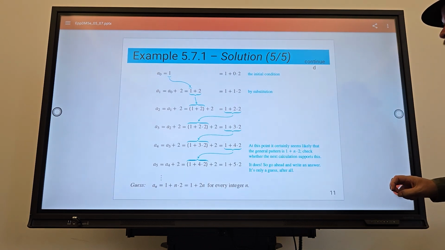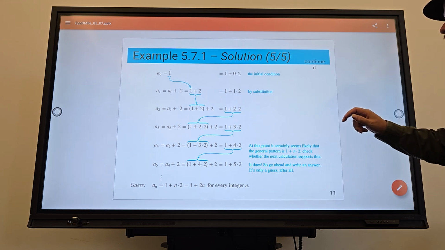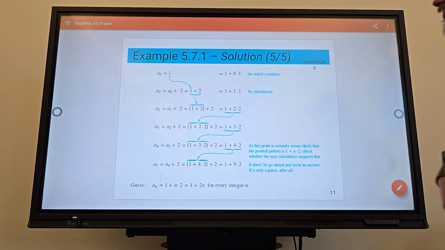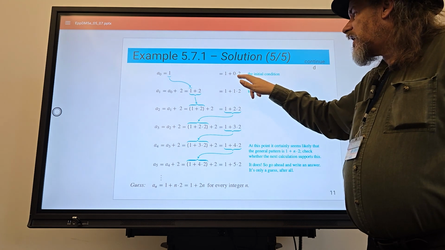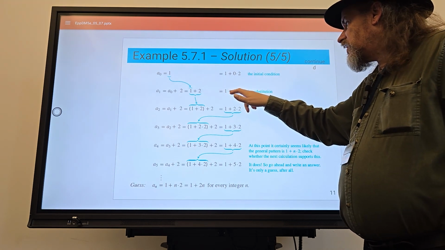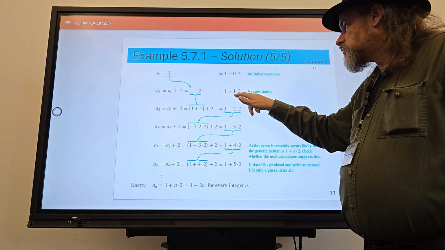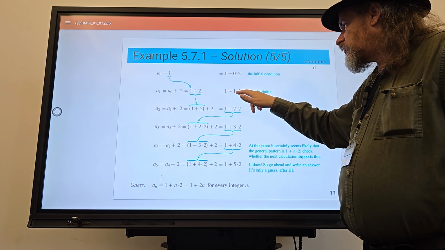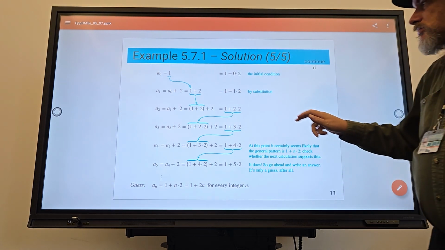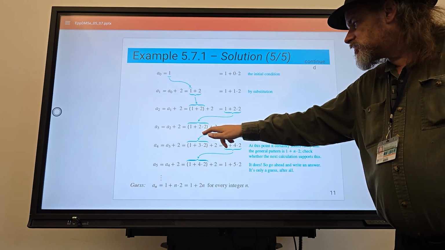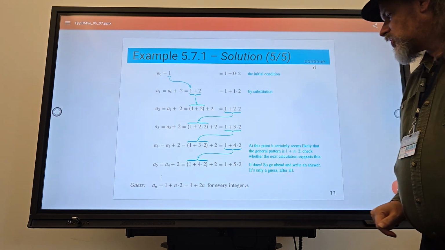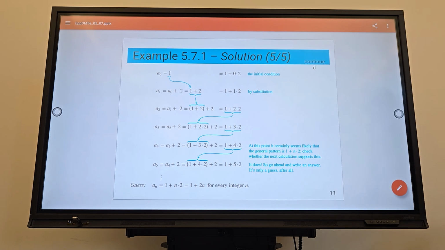So now, by substitution, have the initial condition, and it's 1, and then 1 plus 2 times 1, and then substitute in. At this point, it seems likely that the general pattern is 1 plus 2n. So that would be the answer. It's only a guess after all.